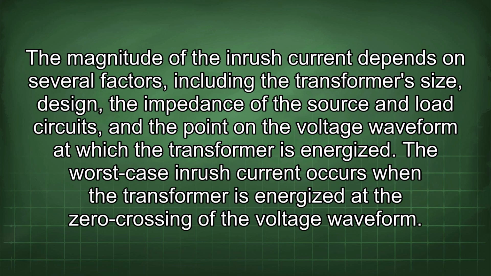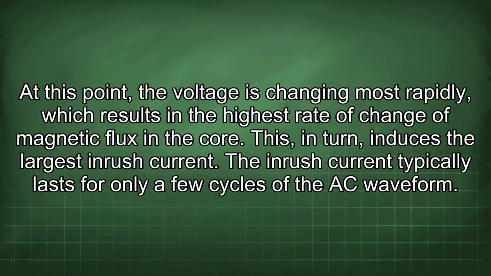The magnitude of the inrush current depends on several factors, including the transformer's size, design, the impedance of the source and load circuits, and the point on the voltage waveform at which the transformer is energized. The worst case inrush current occurs when the transformer is energized at the zero crossing of the voltage waveform. At this point, the voltage is changing most rapidly, which results in the highest rate of change of magnetic flux in the core. This, in turn, induces the largest inrush current. The inrush current typically lasts for only a few cycles of the AC waveform.